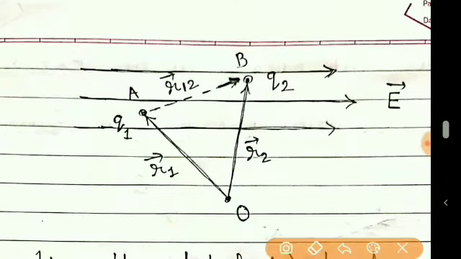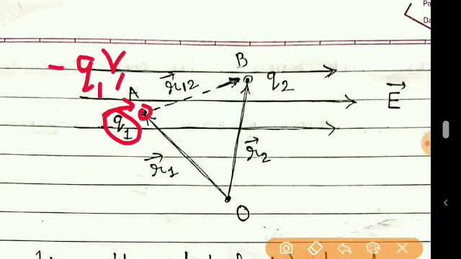Now students, any point in an electric field has its potential. So even this point A has a potential. Let that potential be V1, and if this charge is present at this point, then we can say that it has a potential energy Q1 V1. This we have already studied in our earlier topic.